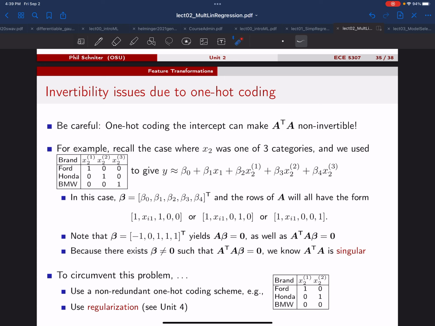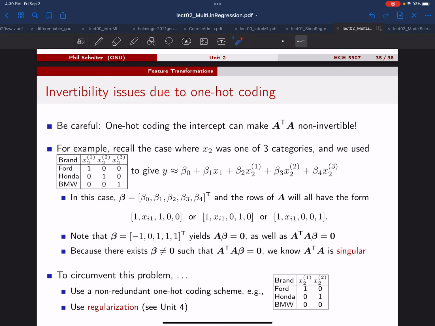If you remember, there was a certain matrix, A transpose A, that we said should be invertible, otherwise we didn't know how to do the least squares fitting. It turns out that matrix actually loses invertibility if you use that redundant one-hot coding. Let's see why. This is back to the model, the one-hot coding of the intercept that we saw a couple pages ago. In this case, we're going to have a total of 5 beta coefficients. The rows of our A matrix will have one of 3 forms. All the Ford samples will look like this, all the Hondas like this, and all the BMWs like this.